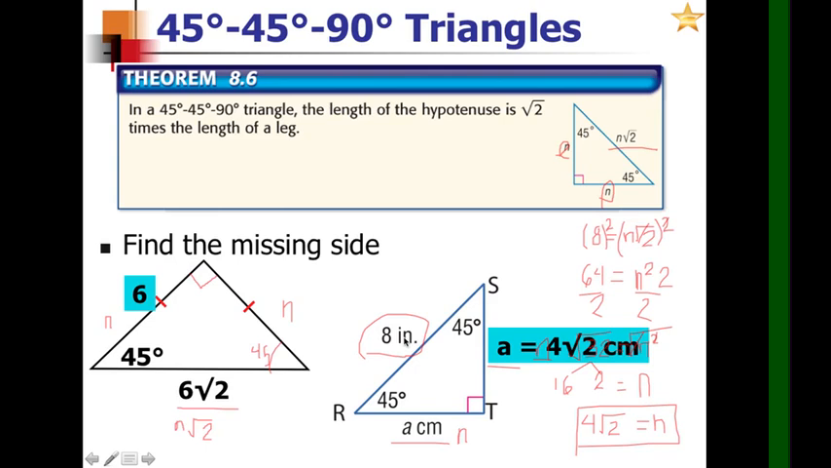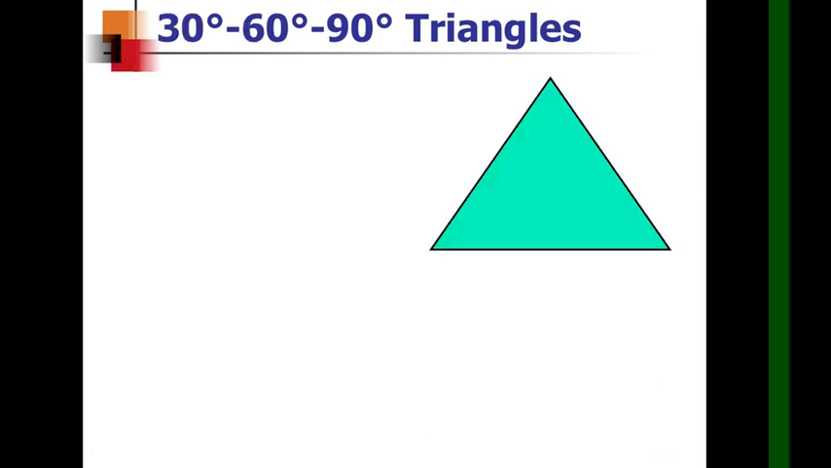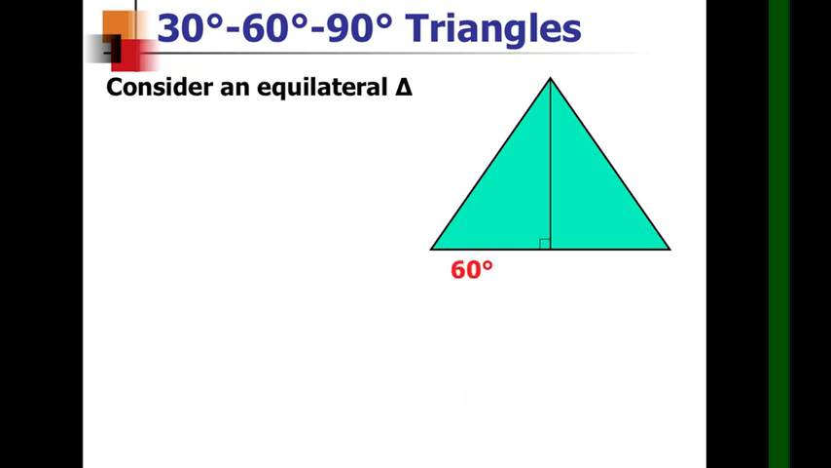Did you get it? Alright, now let's have this 30, 60, and 90 triangles, which is obviously an isosceles triangle. Consider an equilateral. This is an equilateral. And it is being cut by an angle bisector, the right triangle theorem. So we have 60, 60, and 30. And this one has a side of 2x.